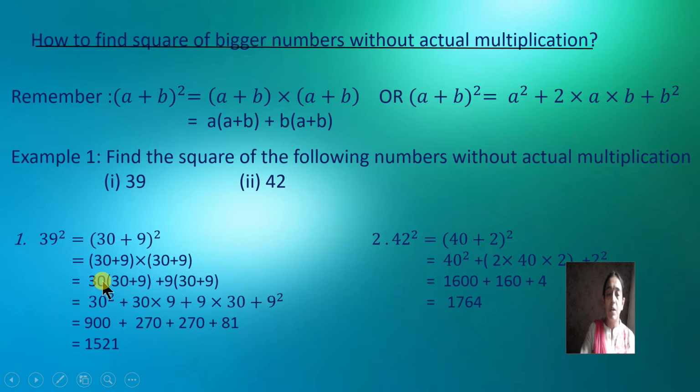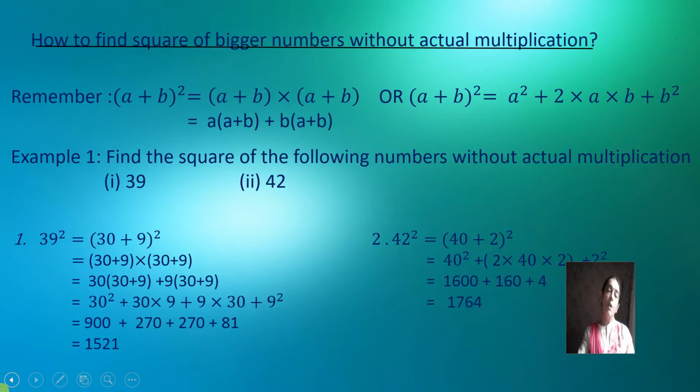I repeat, first you multiply this 30 with this whole bracket and plus 9 with again this bracket. Then we remove the brackets. So when we remove the brackets, this 30 is multiplied with this 30 also, and then plus this 30 is multiplied with 9 also. So 30 into 30 is 30 square, and because there is a plus sign here, plus 30 into 9. Then plus 9 into 30, and again plus 9 into plus 9 is plus 9 square.